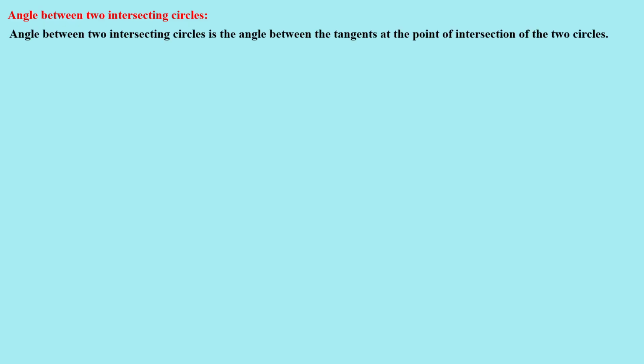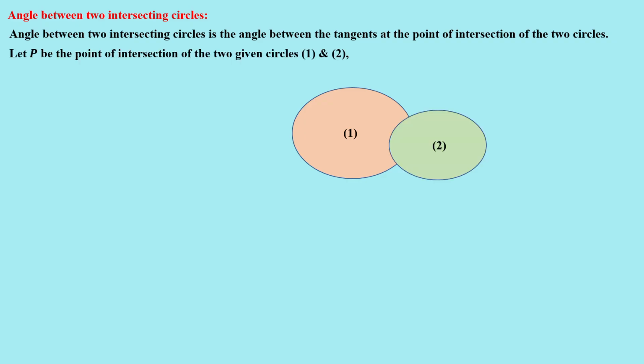Next, angle between two intersecting circles. Angle between two intersecting circles is the angle between the tangents at the point of intersection of the two circles. So this is the first circle, this is the second circle. Let P be the point of intersection of the two given circles, 1 and 2.